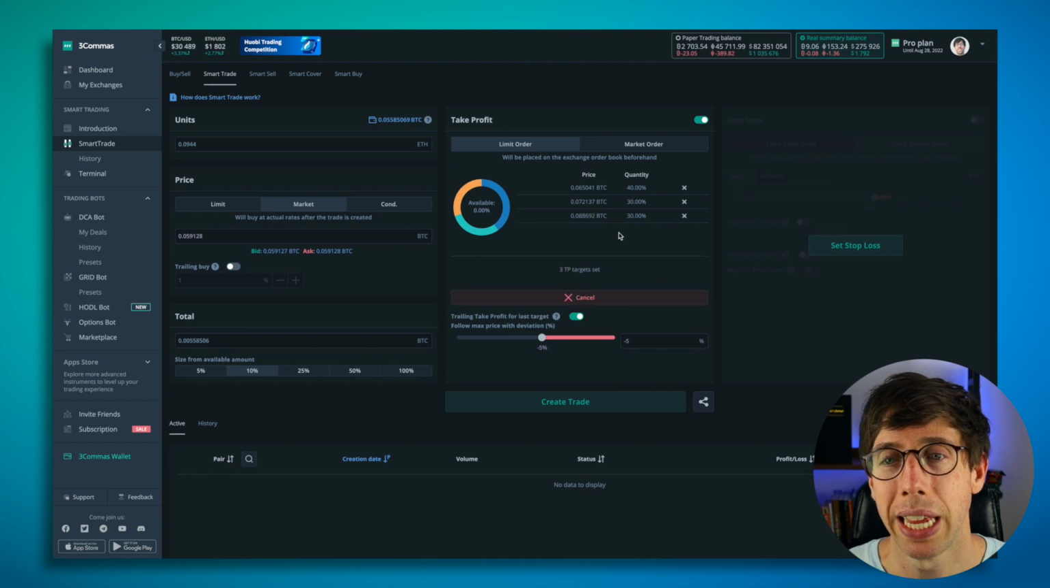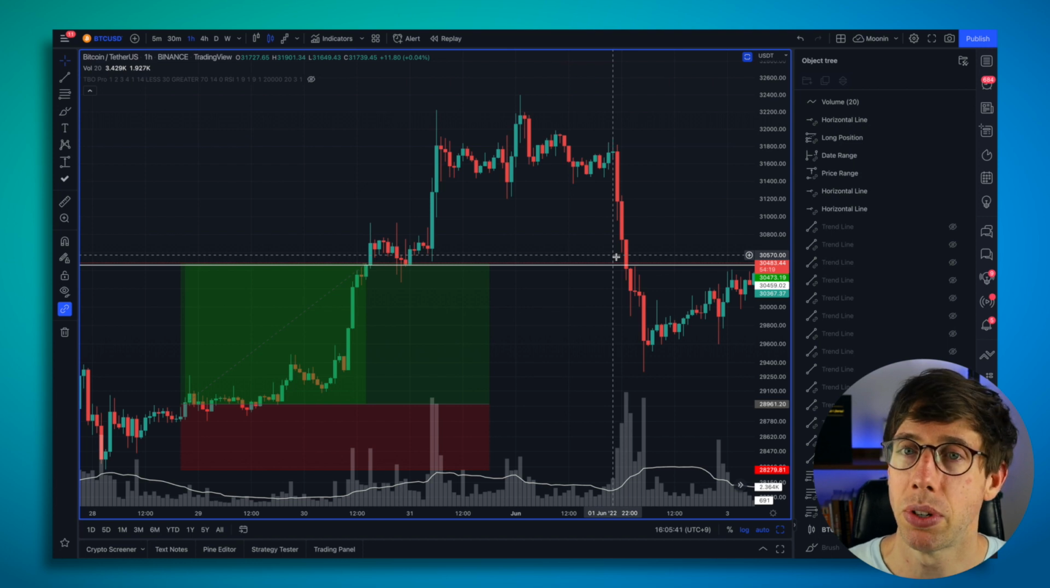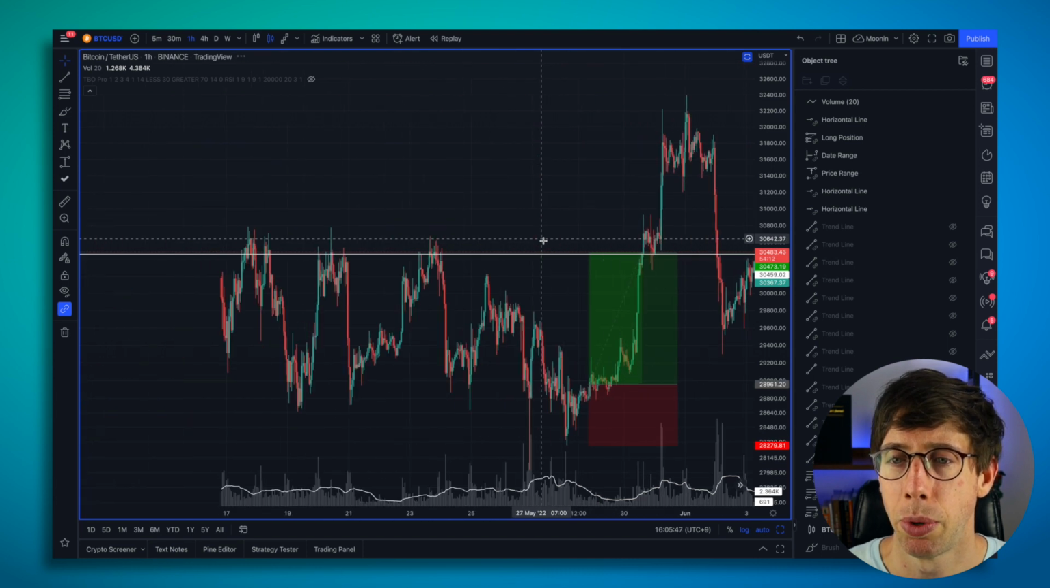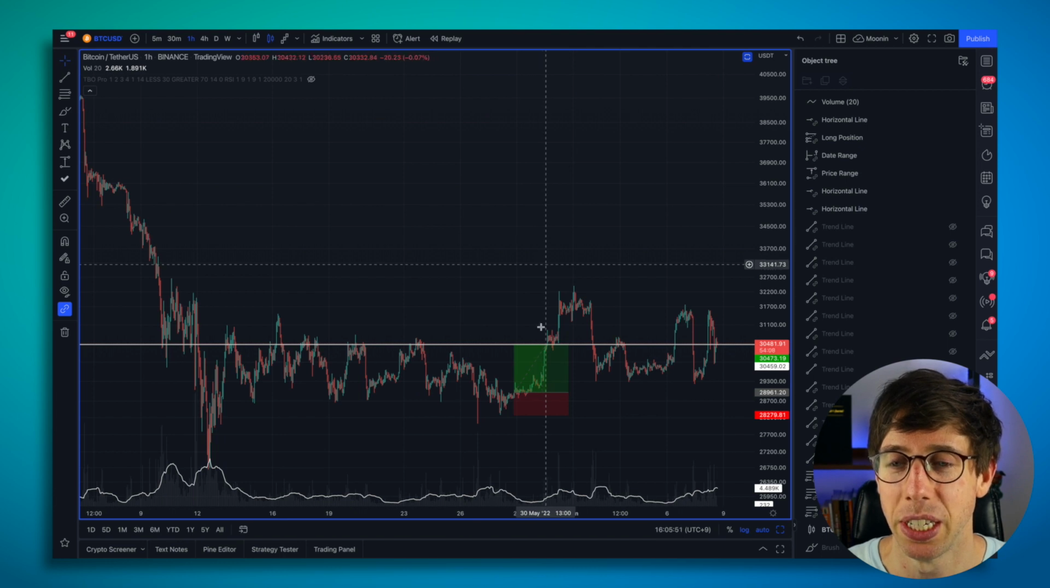So this is essentially how this would look, where I have 40% of my volume at the first order, 30% of the next, 30% of the next. My last target is 50% higher. Another reason why I like to keep it 10% is that it also helps me to make better decisions going into it. This is actually a terrible range for long-term trading just because it's obviously accumulation.